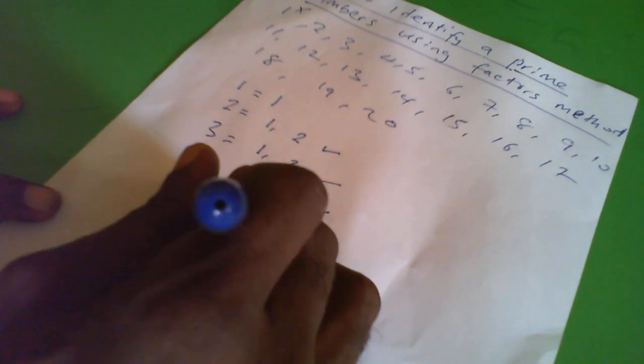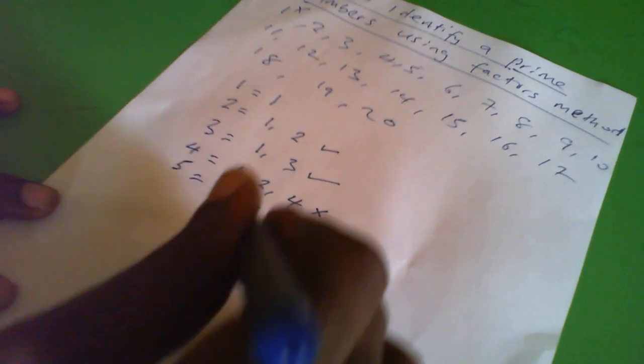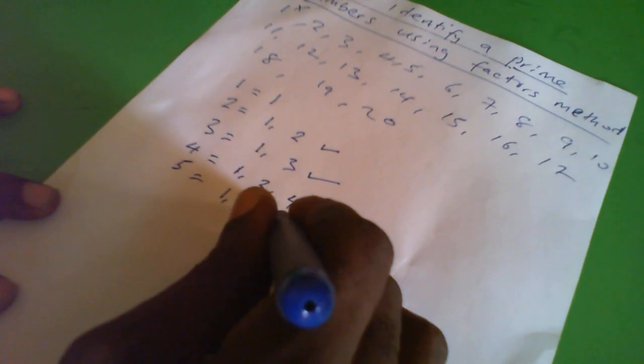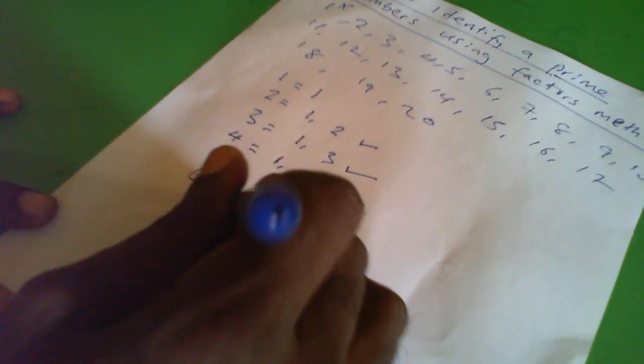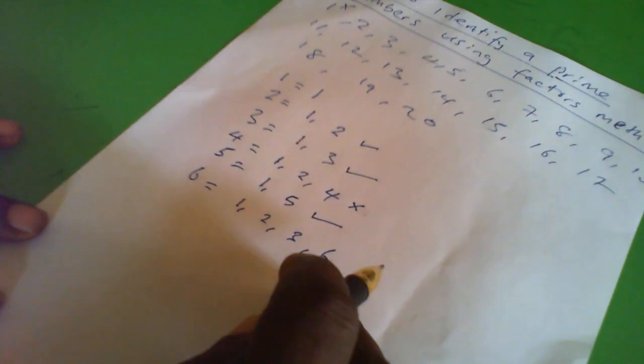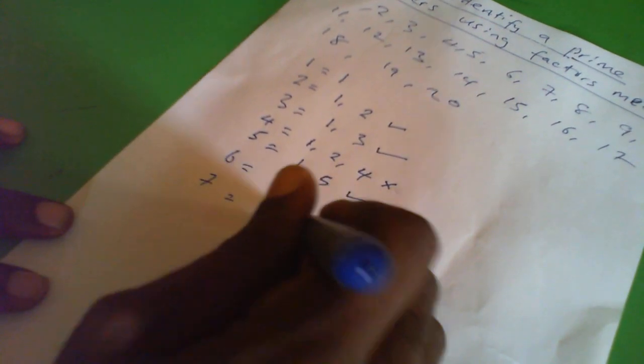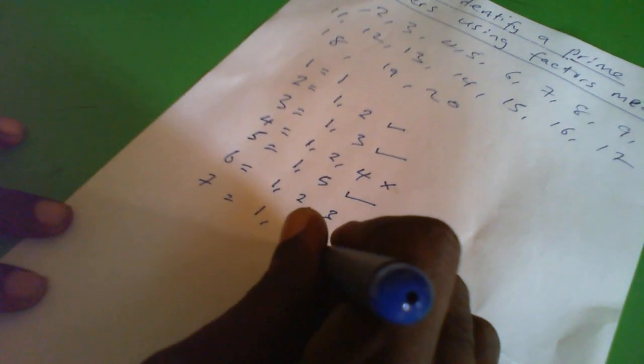Next is 5. The factors of 5 are 1, then 5 itself. So this 5 is called a prime number. Now let's try 6. The factors of 6 are 1, 2, 3, and 6. So it has 4 factors, which is greater than 2. So this one cannot be called a prime number. So 7. The factors of 7 are 1 and 7. So it has only 2 factors. We can call this one a prime number.